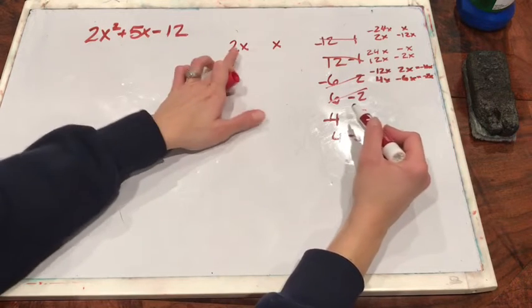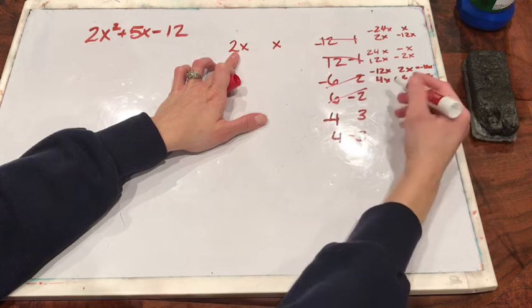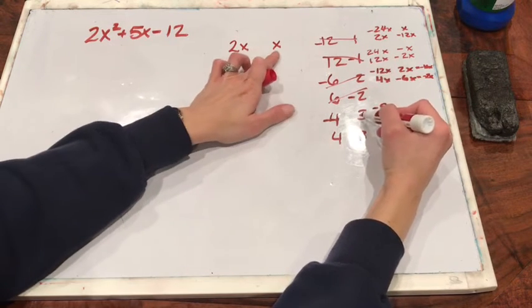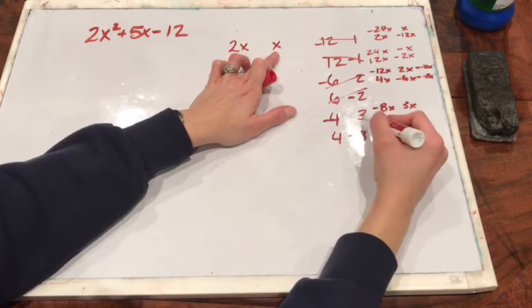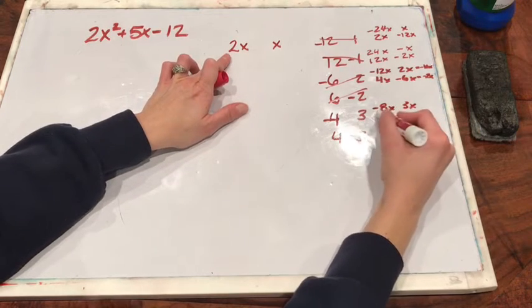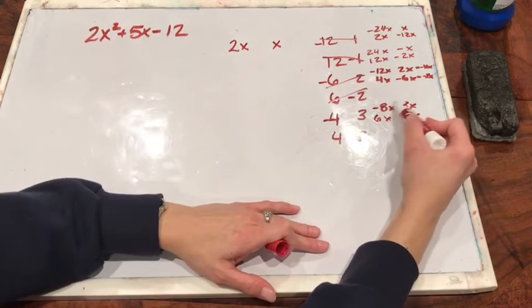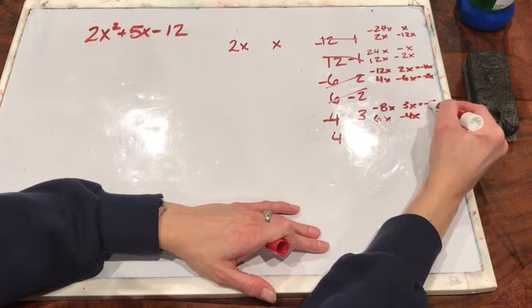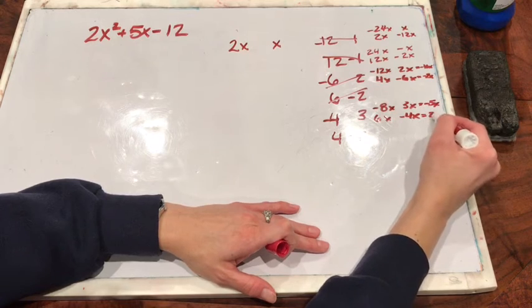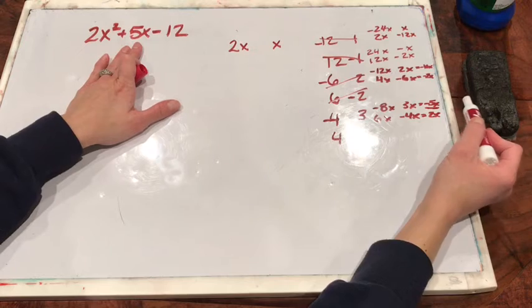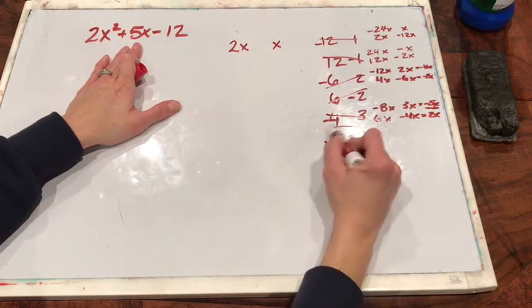Now I'm down to this last one. Negative 4 times 2x is a negative 8x, and then 3x. Or if I switched it, it would be a 6x and then a negative 4x. So which one of these? This is our negative 5x, and this one is going to be a positive 2x. So you can see I've gotten to the 5x, but we need it to be positive. So it's not this one, it's actually going to be this one right here.